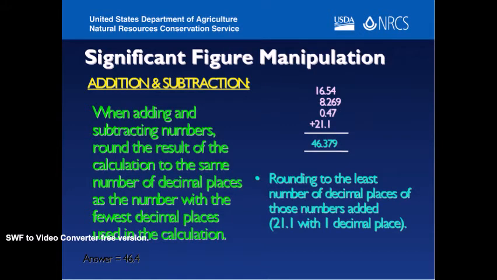Well, we now have to manipulate our significant figures. And in addition and subtraction, whenever we add or subtract numbers, we round the result of the calculation to the same number of decimal places as the number with the fewest decimal places used in the calculation. So we've got 16.54, 8.269, 0.47, 21.1. When you add that figure up, you get 46.379. However, 21.1 has only one decimal place, so therefore we have to round our 46.379 number to one decimal, and that gives us 46.4.